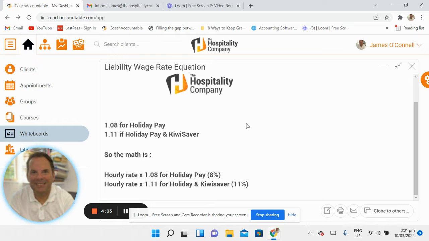So often when an owner is working with managers and they are building out their rosters through a roster program, whatever that might be, and the system they're using, they often neglect to include holiday pay and KiwiSaver in that hourly rate in the rostering program.